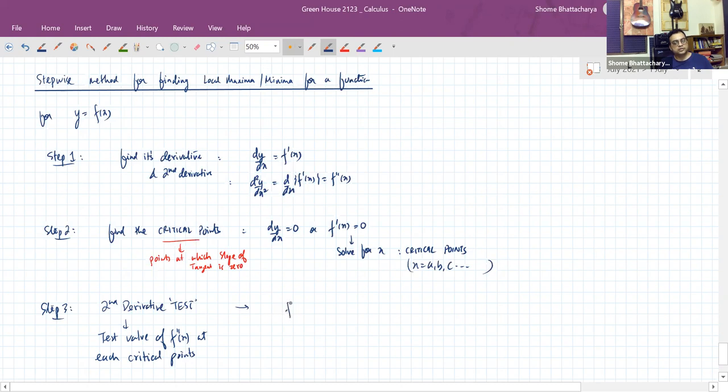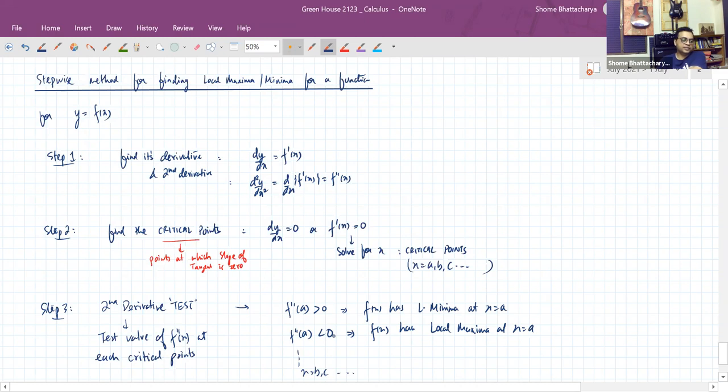Then f double prime a, if it is positive, it means that the function has a local minimum at x equal to a. If f double prime a is less than zero, it means that the function has local maxima at x equal to a. So like that we test for each of the points. For each point we test the value of the second derivative, and if it comes out to be positive, then we know it's a point of local minima. If it comes out to be negative, it's a point of local maxima.